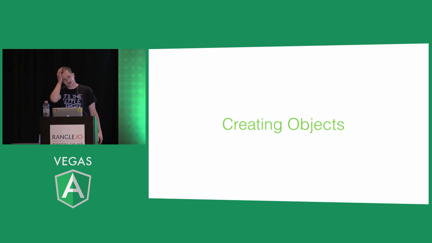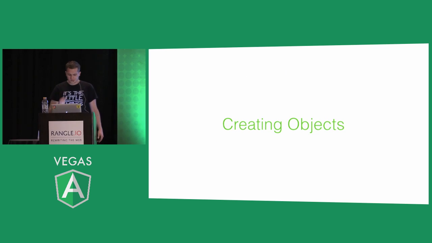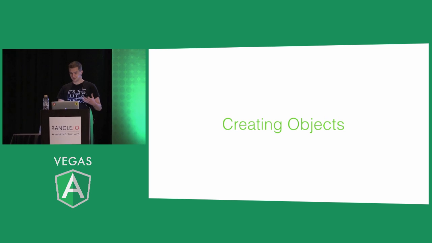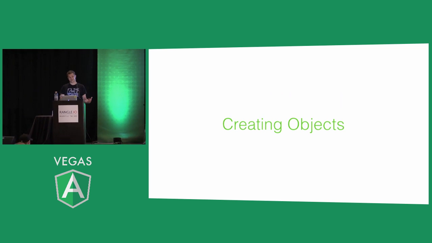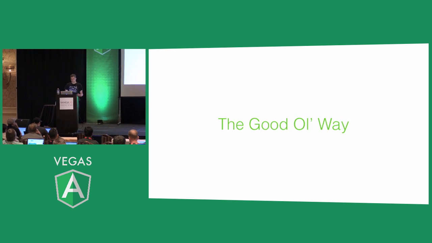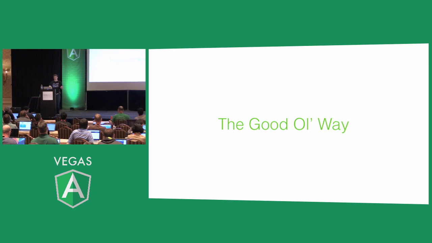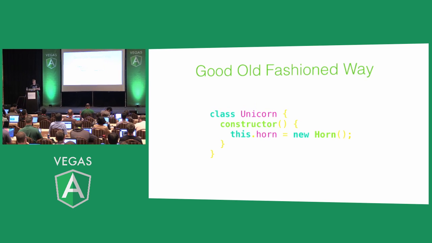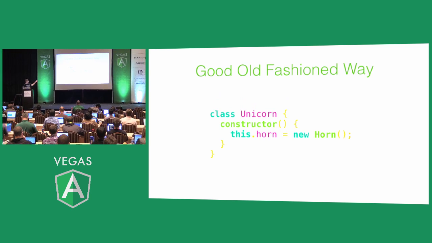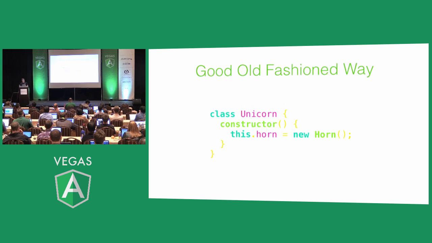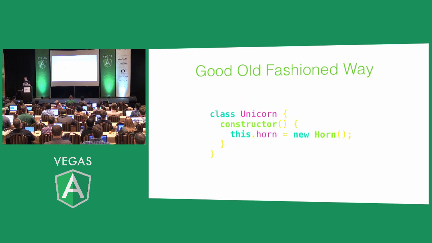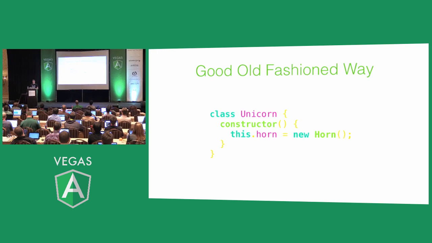So let's talk about creating objects. There's a few different ways of constructing objects, and that's the fundamental purpose of a dependency injector. Let's take a look at the good old-fashioned way of creating an object. So here we have this class of unicorn, and this unicorn is creating its own horn. And this is problematic because if we want to construct a separate horn for test time, right, we're out of luck unless we start messing around with the service locator.